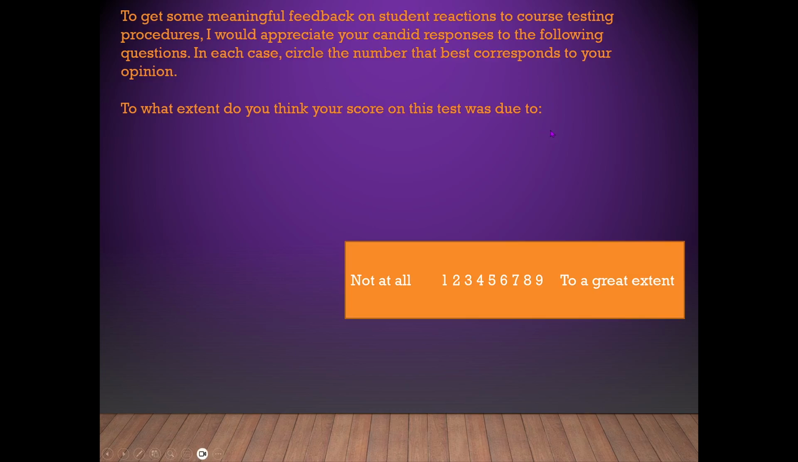And then I ask them, to what extent do you think your score on this test was due to? And they get to use this Likert scale. I just truncated it down for you guys.